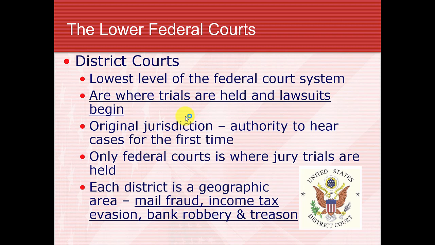law, so you'd have one judge, you would have a jury, they would listen to the evidence that's presented, and then they would make a decision whether that person is either innocent or guilty. And so since this is the first time that trial has happened, this is where original jurisdiction takes place. So only federal district court is where jury trials are held. So when we get to the appellate courts and the Supreme Court, there are no juries.